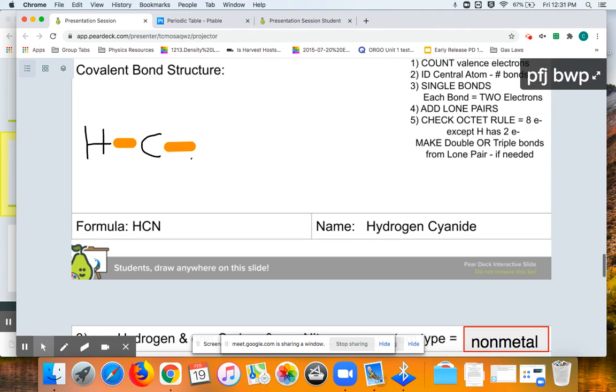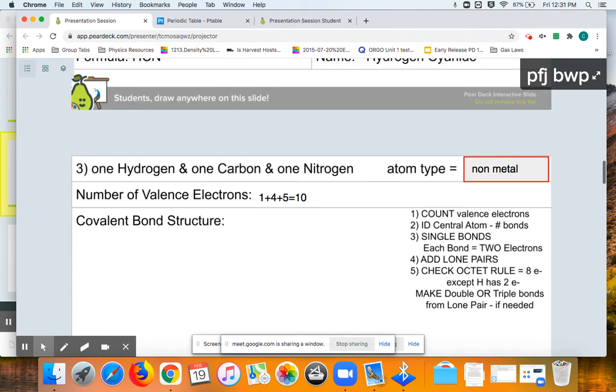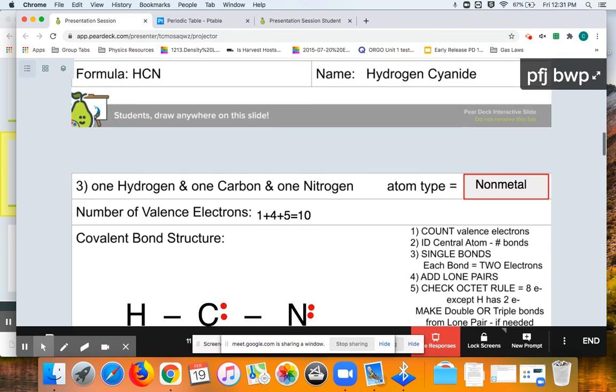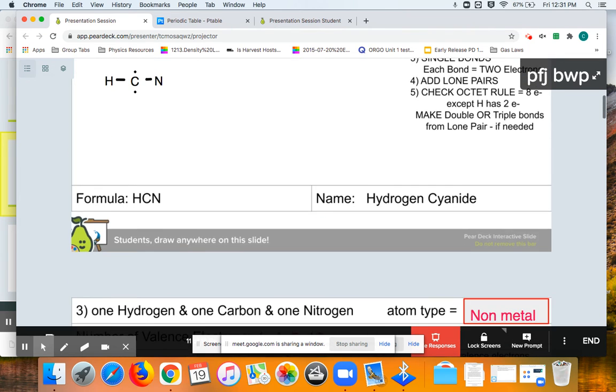Okay. This is getting a little nitpicky, but you do need to know it. If there is a bond on a side, you don't have pairs of electrons on the same side. So this pair can go on top or on bottom, but not left or right because those bonds are already on that side. So just so you know.